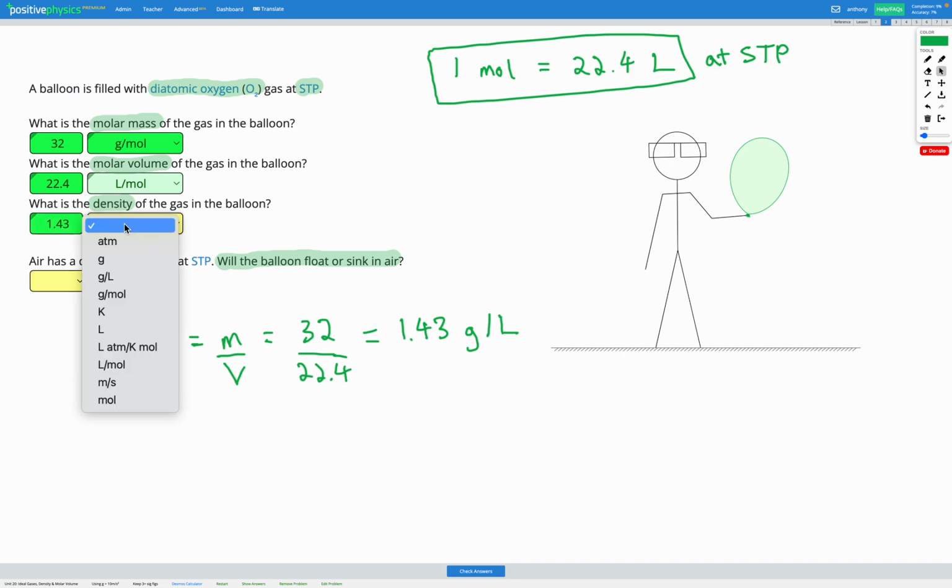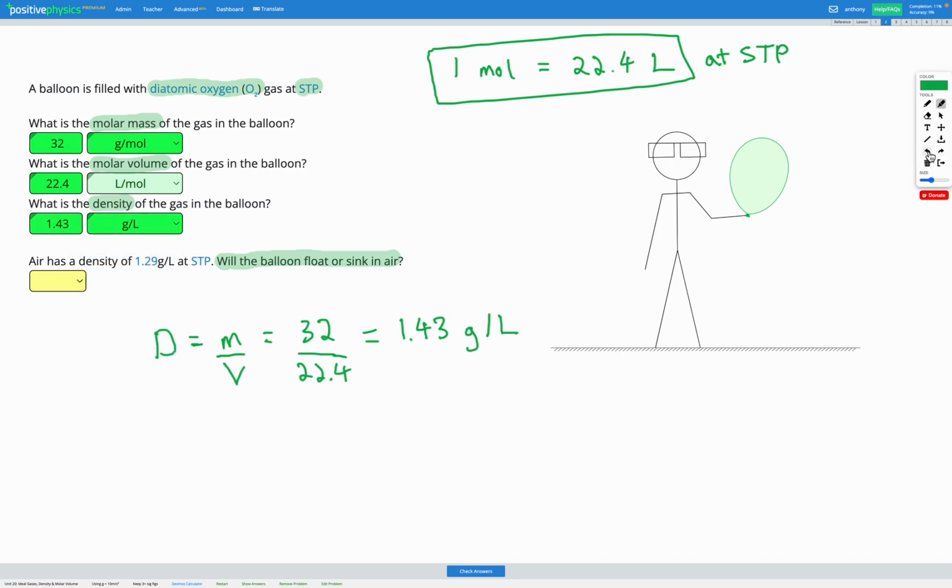So we can fill that in our answer box. 1.43 grams per litre. So we found the density of the gas in the balloon using the molar mass and the molar volume. Finally, we need to compare this density with the density of air. Air has a density of 1.29 grams per litre at STP. We're asked, will the balloon float or sink in air?